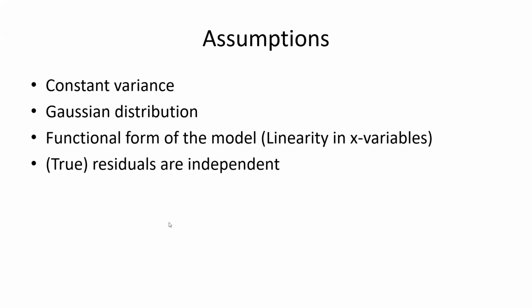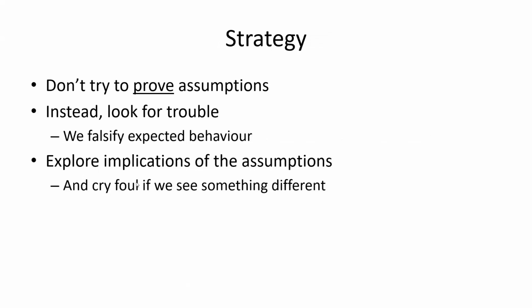Constant variance. The true residuals are Gaussian distributed with variance sigma squared, and the sigma does not depend on x, so it's constant. It doesn't change. The Gaussian distribution is an assumption, of course. And then the linearity of the model, it's linear regression, is an assumption. And the independence of the residuals is also an assumption. And it's the true residuals that are independent, not the estimated ones.